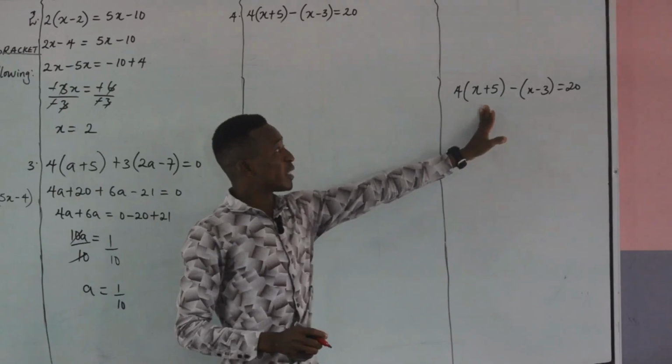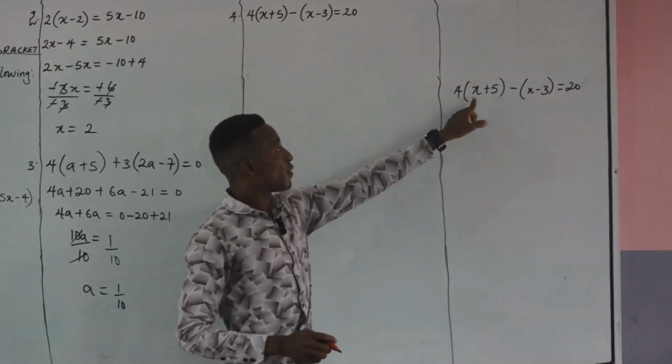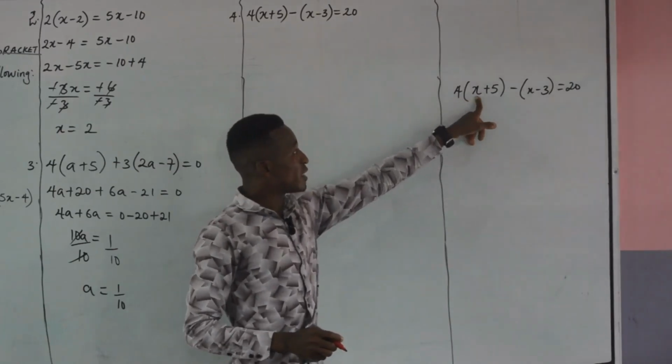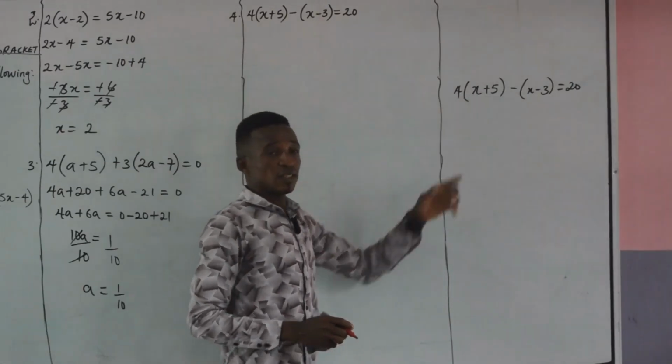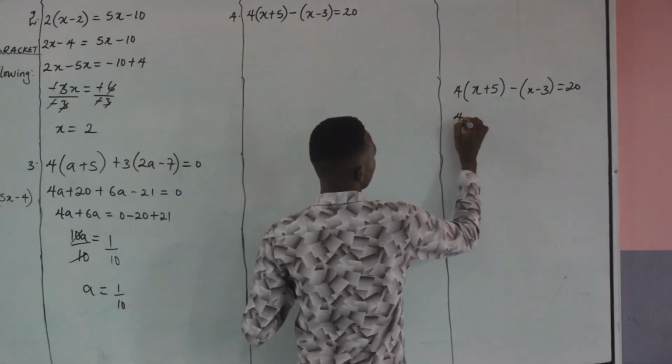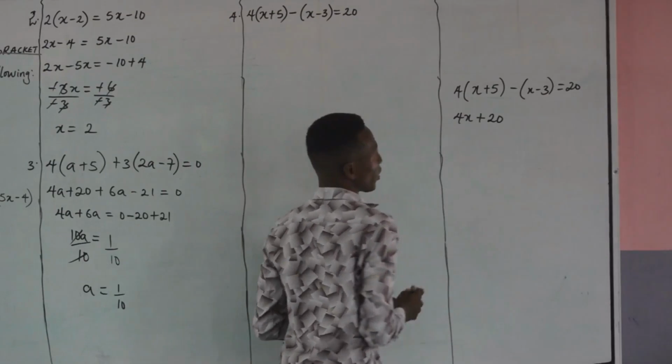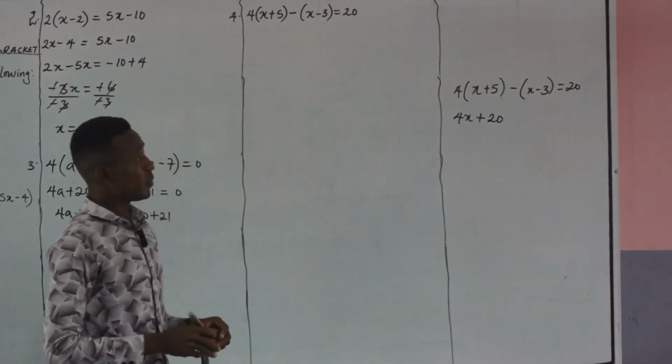When you have 4 into bracket x plus 5, between this 4 and bracket there's invisible multiplication, so use the 4 to multiply this, also use this 4 to multiply this, so that gives you 4x plus 4 times 5, 20. Now you are done with that. No problem with that at all.